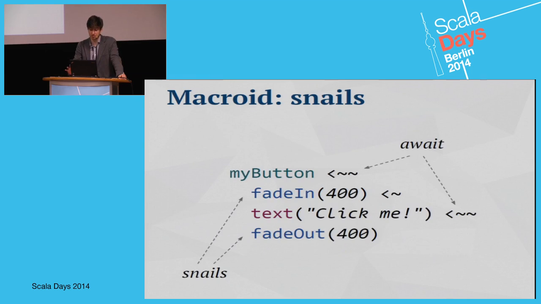So in this example, we have a button, and we apply fade in for 400 milliseconds. Then we set the text, and then we apply the fade out. So we use these double arrows, which mean that we wait for the snails to finish. So you can declare these kind of asynchronous workflows in this very concise manner. So you don't have to write nested spaghetti code with event handlers. You just write this, and it all happens asynchronously.